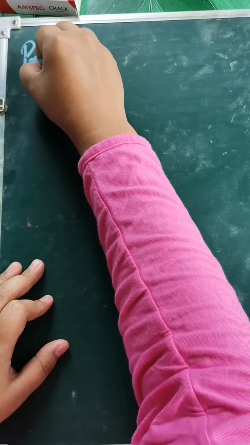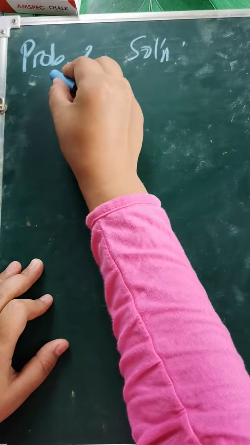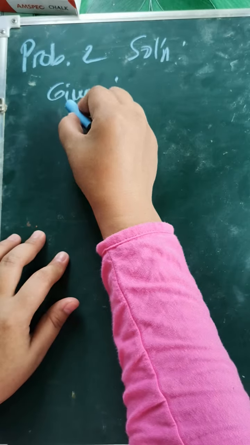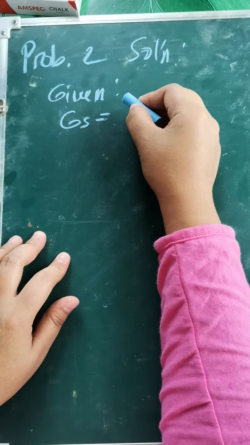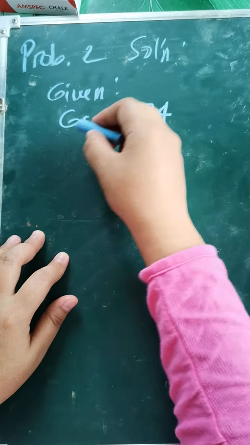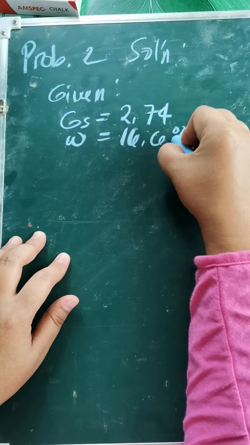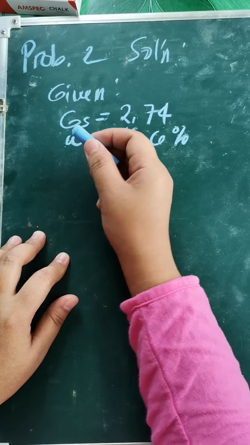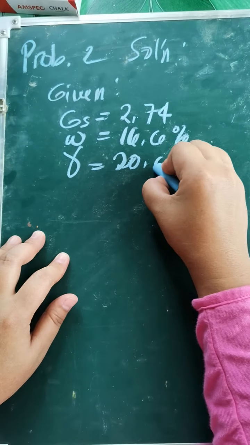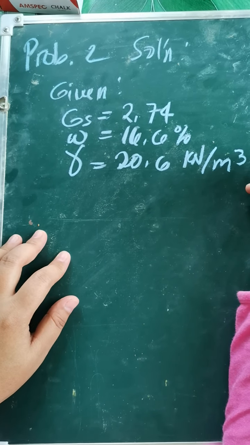Okay, so we have problem 2 solution. Given for this problem, we have specific gravity denoted as GS equals 2.74, moisture content omega equals 16.6%, and moist unit weight, or gamma moist, equivalent to 20.6 kilonewton per cubic meter.